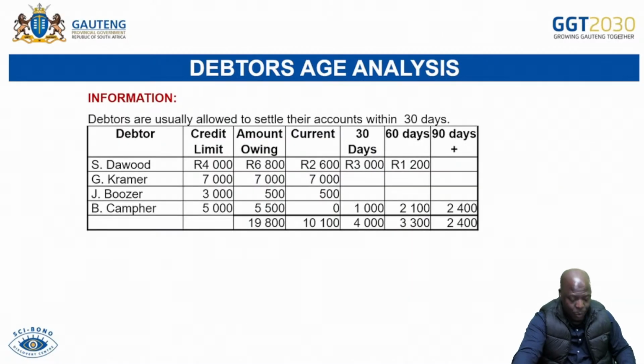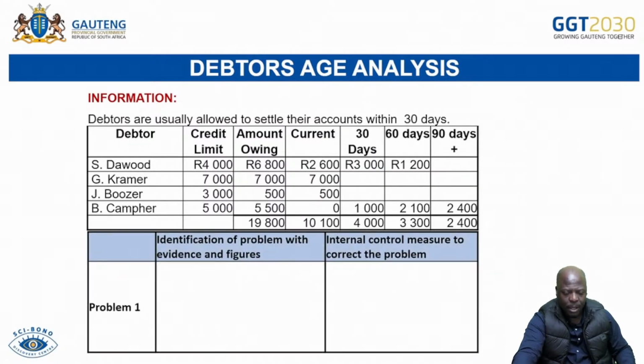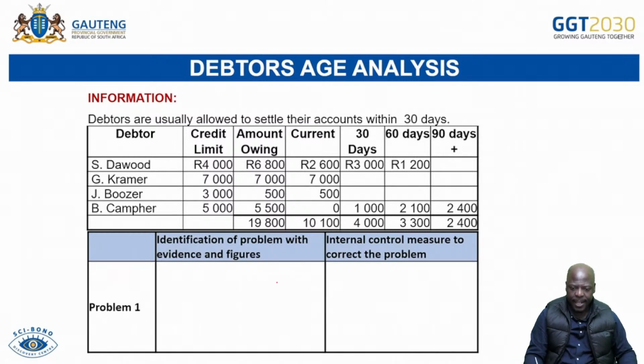Let's quickly come to the next question. Now, here we want to identify problematic debtors or problems that we can see here. Remember the question that we had where we had to identify two problems that are shown in the debtors' age analysis, and then we quote evidence as figures for these particular problems, and that is what we are going to do right now. Okay, so let's begin. Problem number one, we want to look at debtors that are exceeding credit limits.